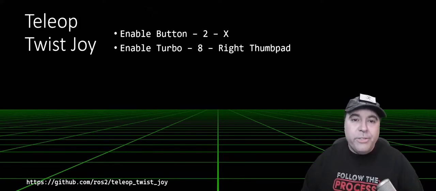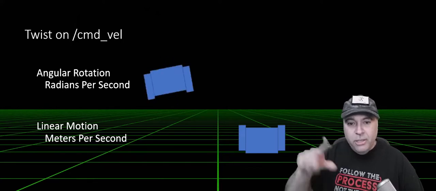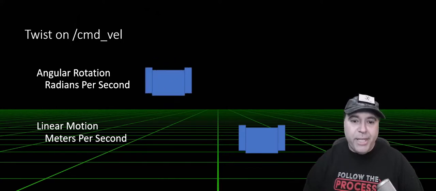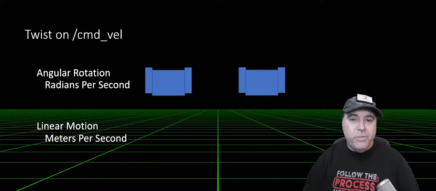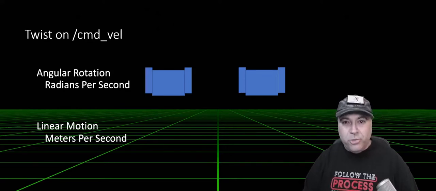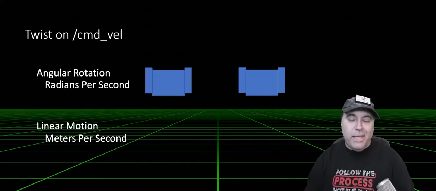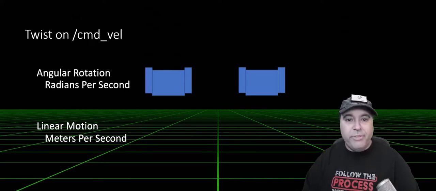The teleop twist joy is going to generate a command velocity, which consists of two components. First is an angular rotation, which is how fast it spins in radians per second. And the other is linear motion in meters per second, and this is in three dimensions. You combine these two together in order to generate motion on a robot. Now, we're using what's called a differential drive robot, which essentially uses two wheels and a caster in order to make motion. So we need to split the angular rotation and the linear motion into a left and right.